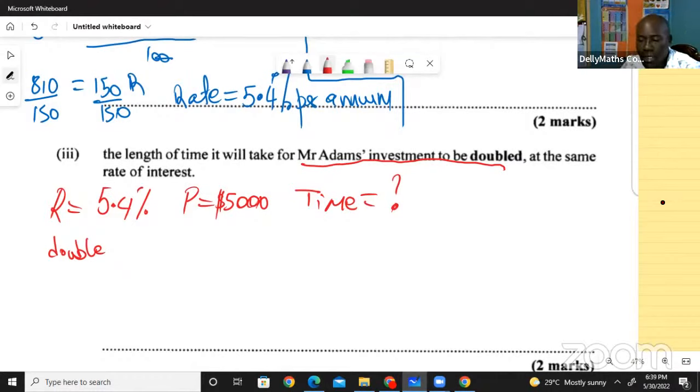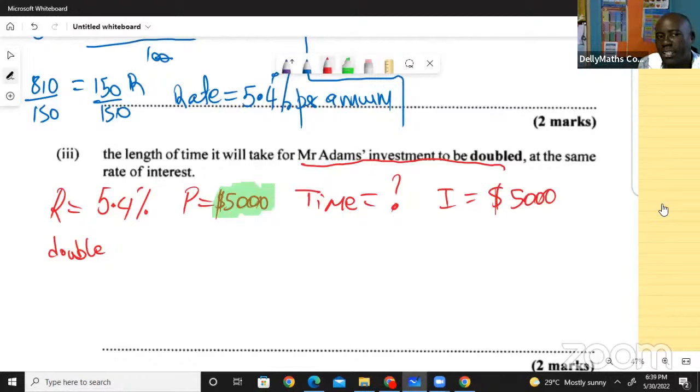So it seems like they're saying to us, how long will it take for the interest to be the same thing as the principal? Because for this money here to be doubled, then I need to get interest of that same amount, 5,000. So indirectly, they are saying to you guys, the interest that they want to work out, how long it will take, is 5,000. Like, how long will it take to make 5,000 interest on that money? And that is how the money would have doubled, because it is 5,000 we put down.